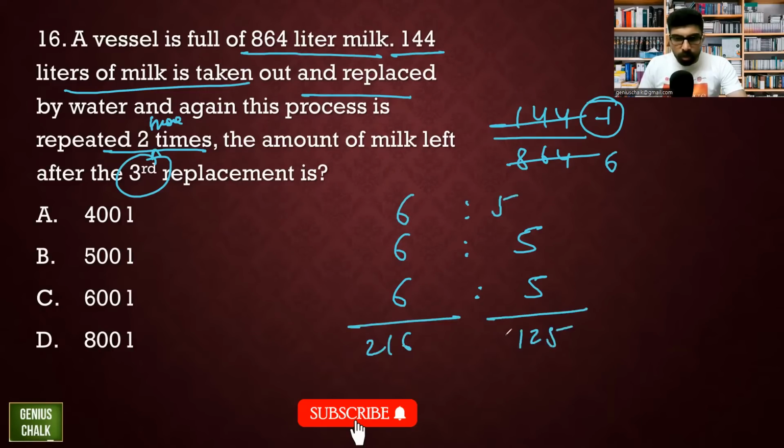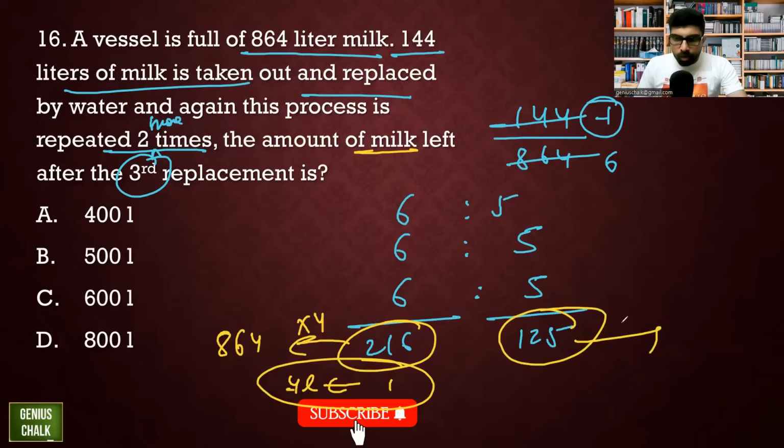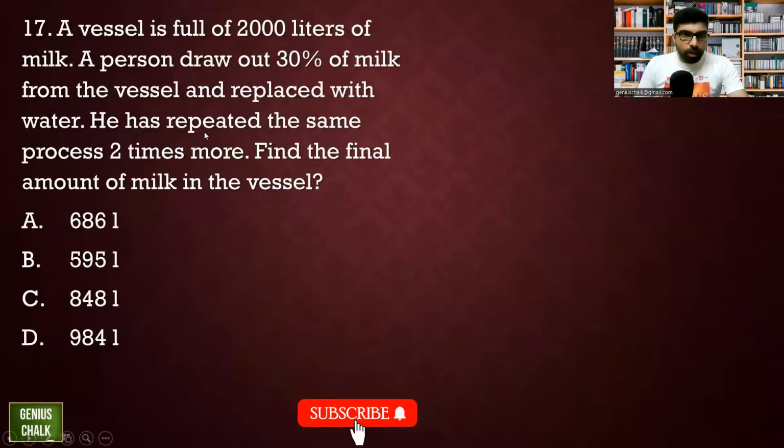Here it is 125. What I am giving is total full of 864. So 216 value is given now, that value is given as 864. This is the original pure milk, right? So 16 4s are 64, 2 4s are 8, so one value is 4 liters. It is asking you milk left, so this is the quantity of milk left. One value is 4 liters, so 125 value also will be 125 into 4, that is 500 liters. That is option B.